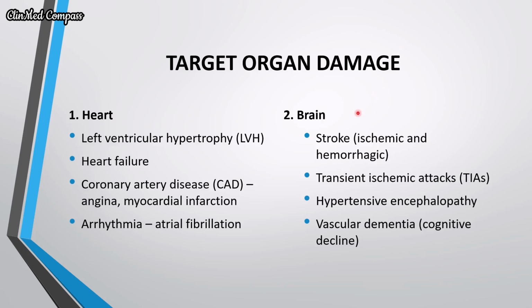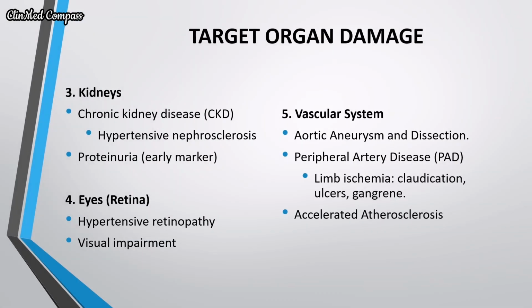Now, the brain. Stroke, which could be ischemic or hemorrhagic, transient ischemic attacks, hypertensive encephalopathy, and vascular dementia due to chronic small vessel disease in the brain. Now we'll look at the kidneys. Hypertensive nephrosclerosis, eventually leading to chronic kidney disease, which could eventually progress to end-stage renal disease. The eyes, the retina in particular, hypertensive retinopathy, which can cause visual problems.